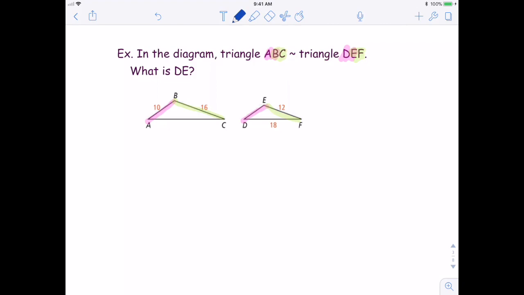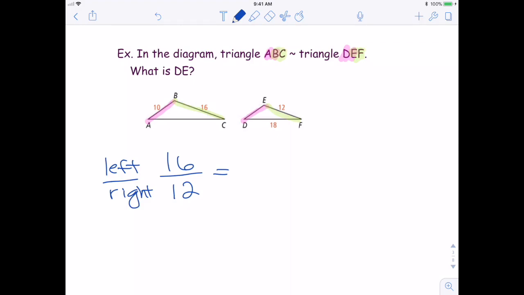So when I set up my proportion, I always start with two corresponding sides where I know the measures in both triangles. Well, sides BC and EF are corresponding, and I know the measurements of both. I know that BC is 16 and EF is 12. So I'm going to set up a ratio of 16 over 12. Notice I did left over right. So when I set up my other ratio, I need to do left over right.